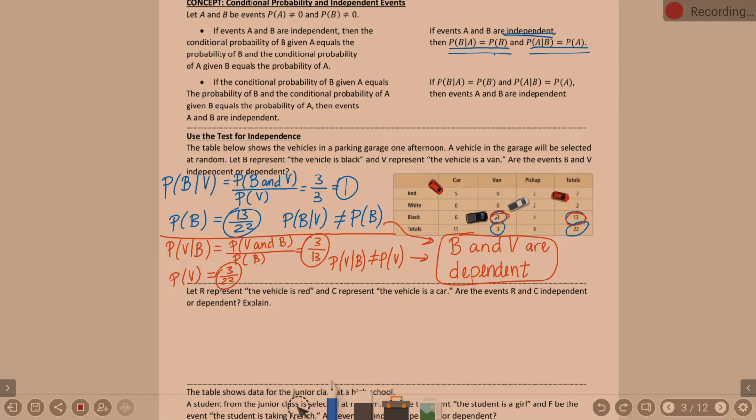And explain. Which, in my opinion, if you're putting your work and showing your work like what we did in the previous problem, you are explaining. So, go back and look at the previous problem from yesterday.